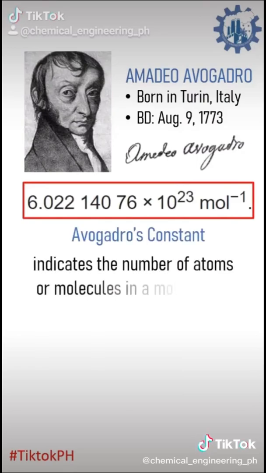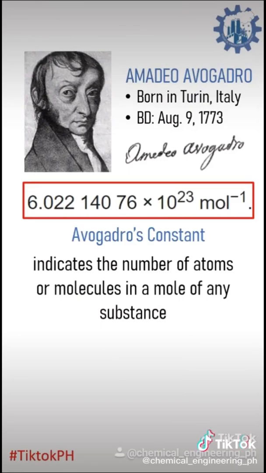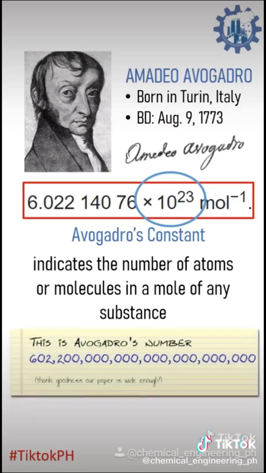It indicates the number of atoms or molecules in a mole of any substance. You can see that it's written in scientific notation, indicating a very large number. It is because a mole of a substance or an element is composed of a very large number of atoms or molecules. If we write it in number form, it will look like this. But how do we use Avogadro's number? That's what we're going to discuss in the next videos.